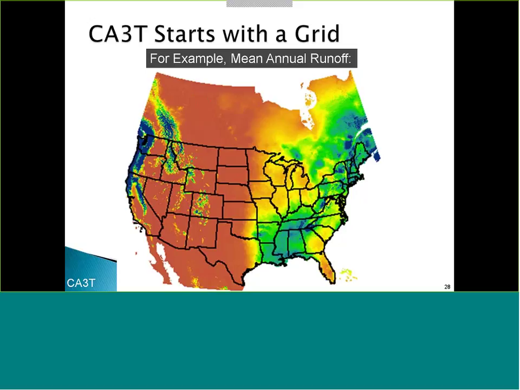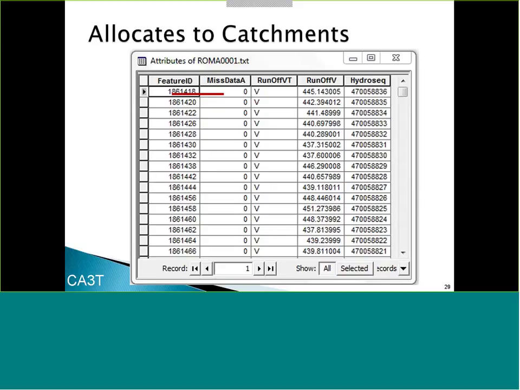Basically it starts with a grid, for instance, mean annual runoff. The first thing it does is allocate those values to catchments, and the result is really a feature ID. Remember, the catchments have feature IDs. You can generally easily relate them back to COM IDs, but they start out as feature IDs. So the result is, for instance, the average value of the runoff for each catchment, and this is what the results file would look like for runoff mean annual, and it comes back as a text file.